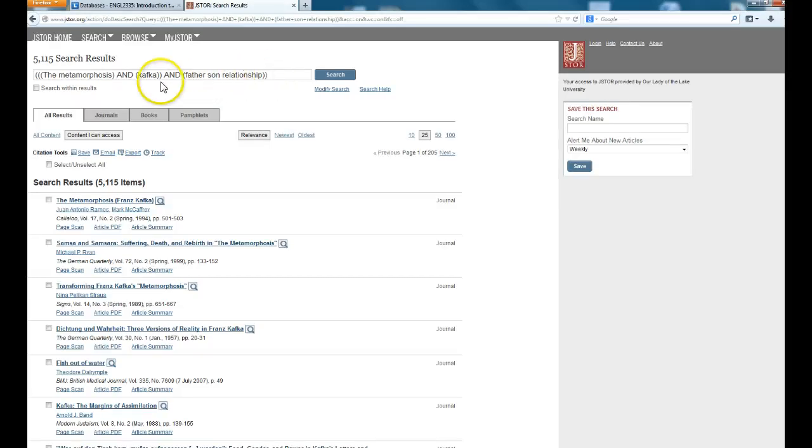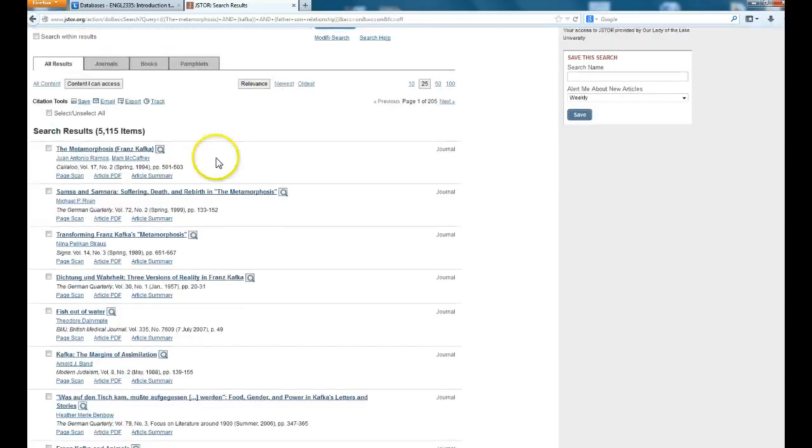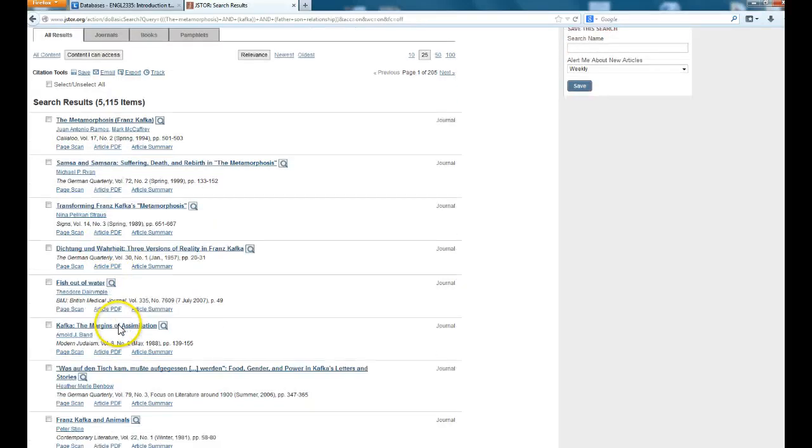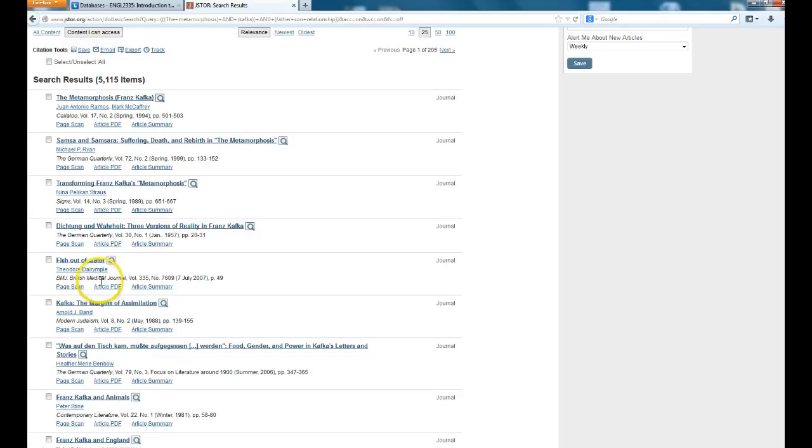The extra parentheses, that's really advanced Boolean searching, something that we'll go into in later lessons as we become more and more sophisticated with our search terms. So you're going to see that I get a lot of hits, many of them coming from literary magazines and journals. The German Quarterly, there's a lot of them coming from the German Quarterly.